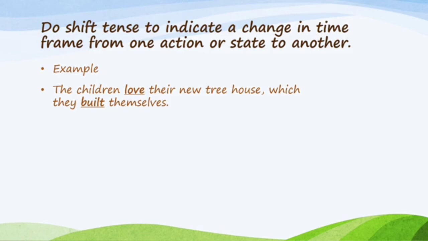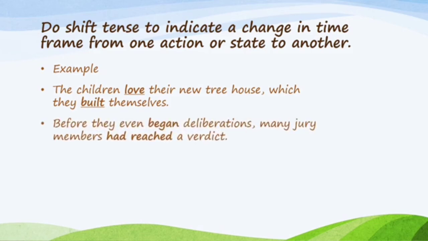So this makes it perfectly consistent. Clear? Now let's take another example. Before they even began deliberations, many jury members had reached a verdict. So we have began, which is in the past, and had reached, which is in the past perfect.